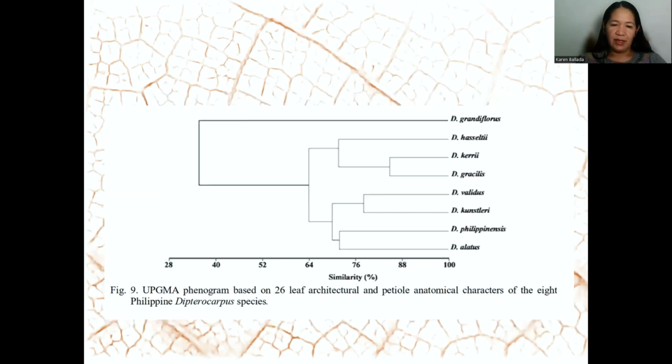Dipterocarpus. Yes, this is actually one way you can process your data into dendrograms such as this one, and you can clearly see the relationship of these different species based on their leaf architecture characters. So among them, the first one to separate is the Dipterocarpus grandiflorus, and then you can see that Dipterocarpus kerii and gracilis are quite more closely related, and there is this observed clustering among them here.